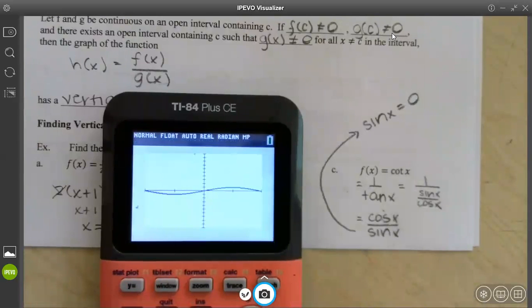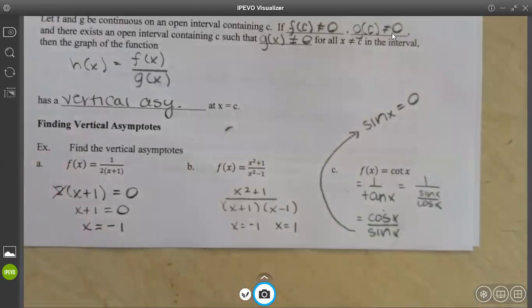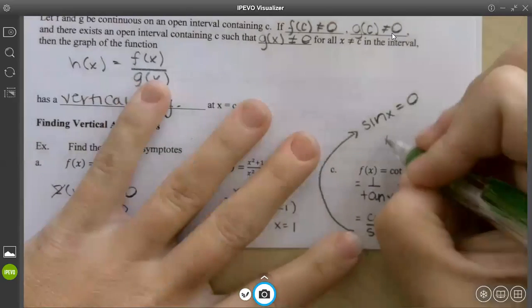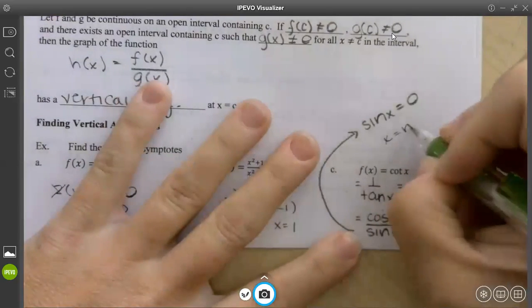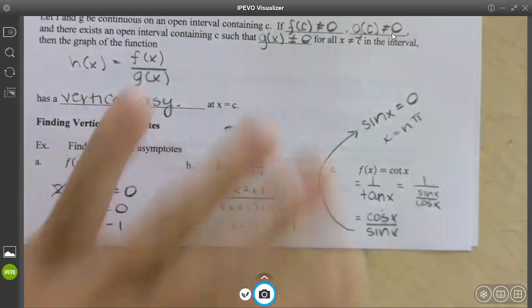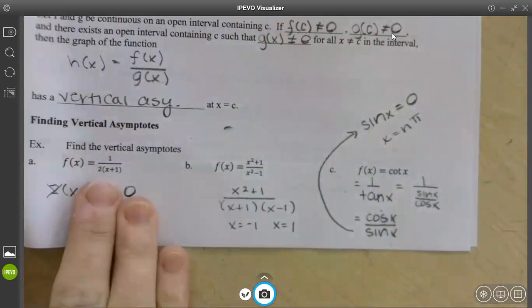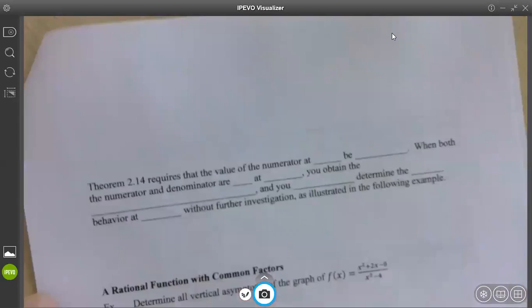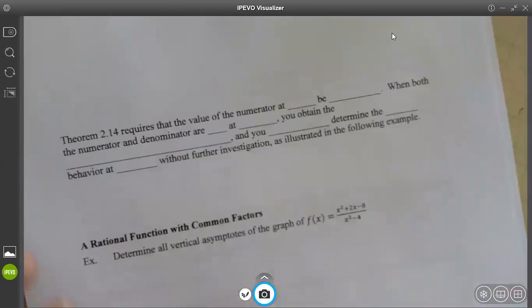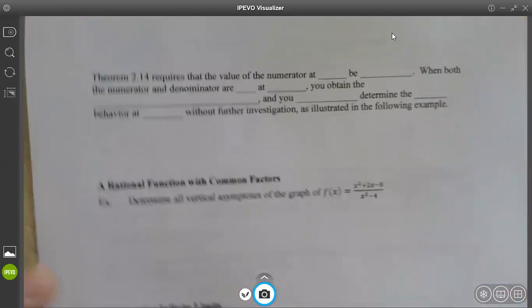Does everybody understand that? So we can't just write it like that because we've got to make sure that we write every single one of them. So it would be n pi, every integer times pi. Those are the ones that are kind of weird. All right. There's my big gap for the work. Sorry that I left that gap.